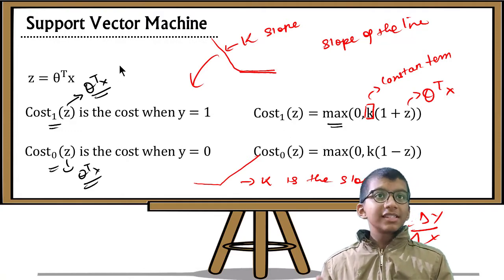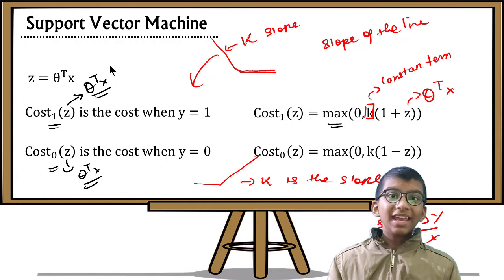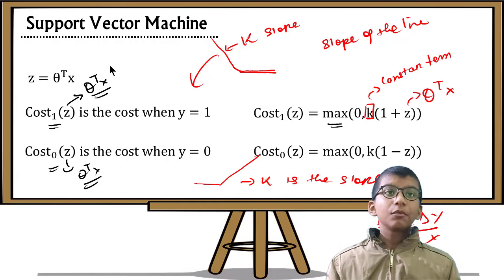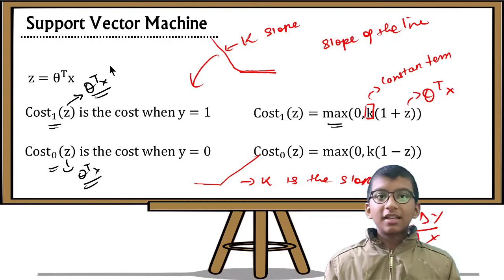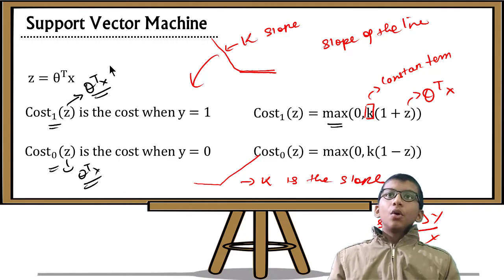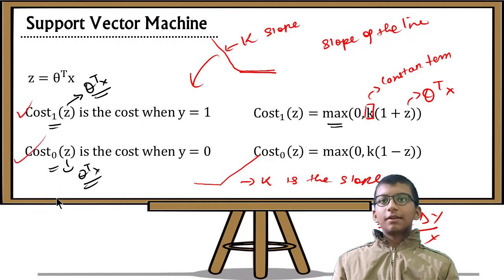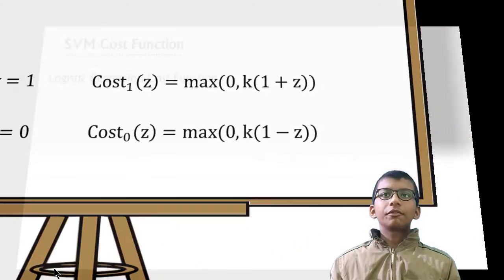Again, cost 1 of z equals the maximum of 0 and k times 1 plus z, where k is the constant term or the slope of the line when y equals 1, and z is theta transpose x. So I think that was cost 1 and cost 0, and this should be pretty clear to you. Now let's go further.